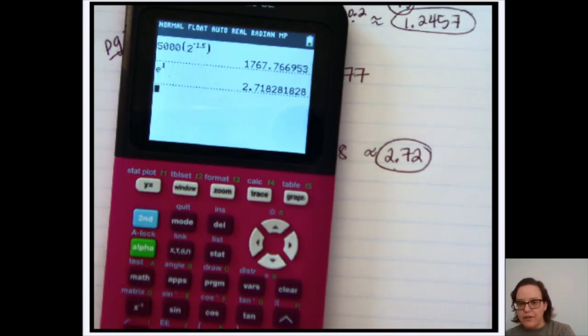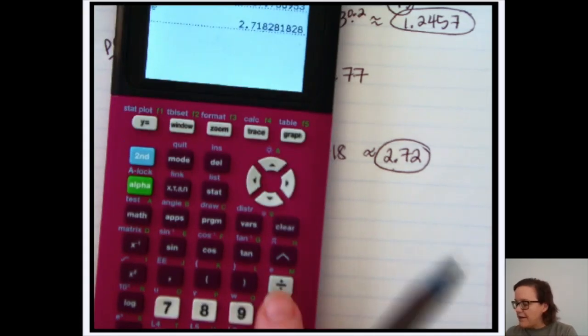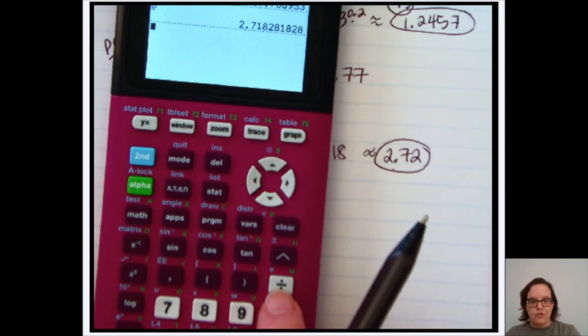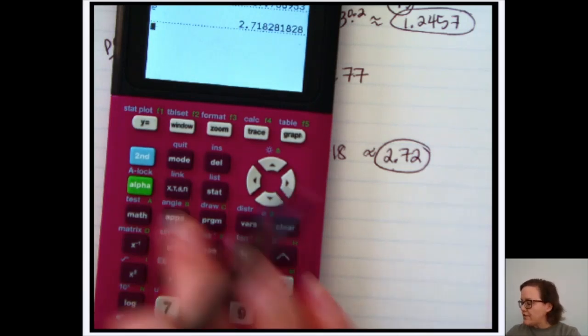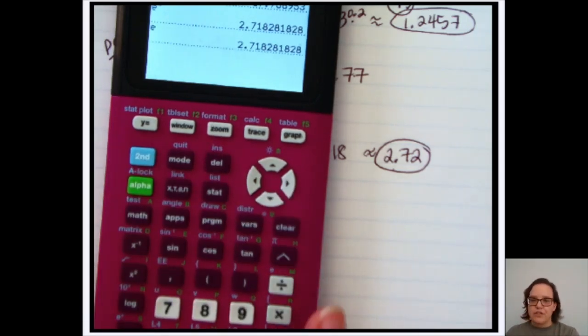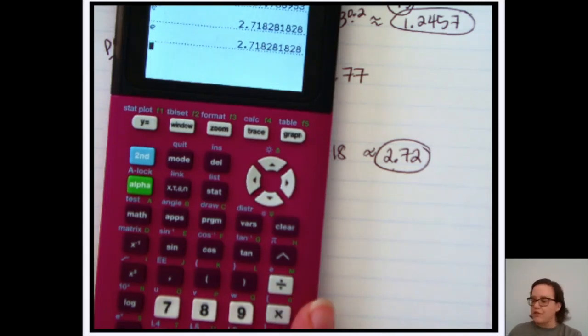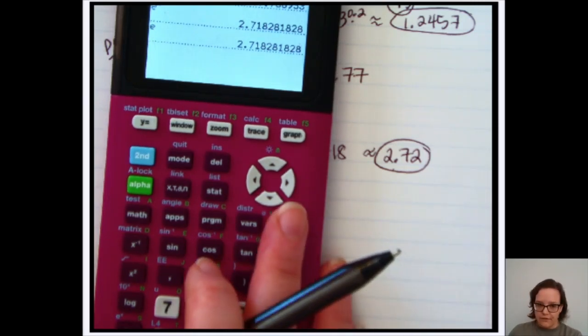The second place that the e button shows up on your calculator is, mine shows up over the divide key. This time it just has an e. It doesn't have a to the power. So if I just do second, divide, and push enter, it tells me that it's also 2.72. So that's two places you can find e.